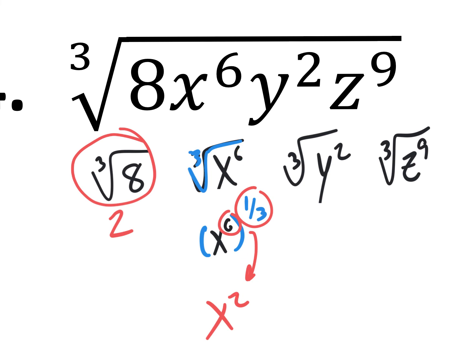Right? How about this guy? Could I do this? I can't, right? This is a 3rd root. I want this to be divisible by 3. I can't even rewrite it to get something divisible by 3. So this is as simple as it gets. I can't do anything with it. So I'm going to hold on to this and put it at the end of my answer.